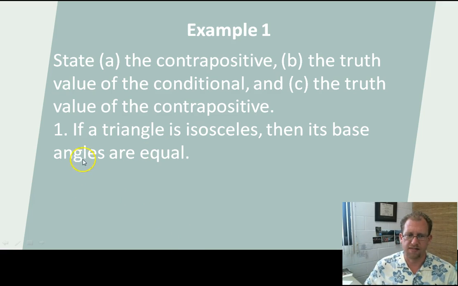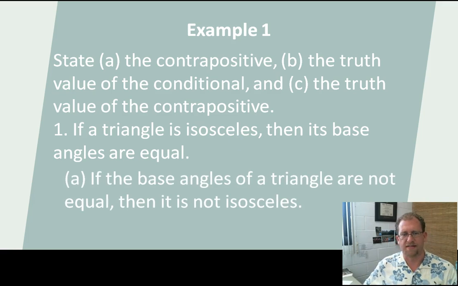So this was the conclusion. This was the hypothesis. I put them in opposite order and I negate them both. If base angles are not equal, then it is not an isosceles triangle. That's the contrapositive. Part B, what's the truth value of the initial conditional? We know that that's true. That's one of our theorems.